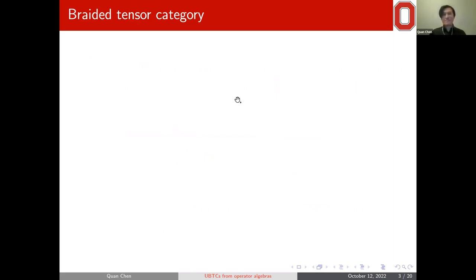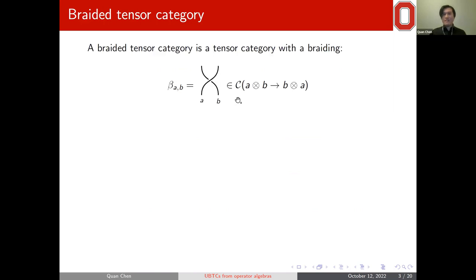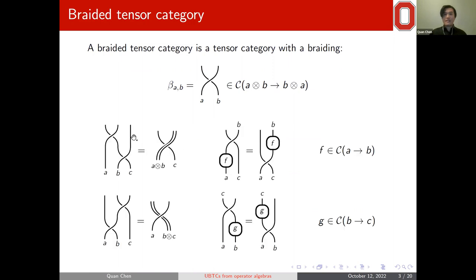So let me introduce what the braided tensor category is. The braided tensor category is a tensor category with a braiding. The braiding beta AB is a morphism from A tensor B to B tensor A. And this should be an isomorphism and satisfy the coherence conditions.